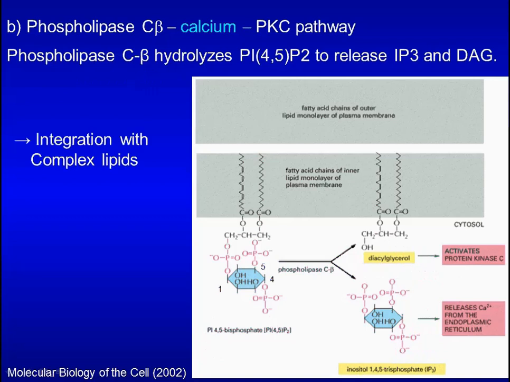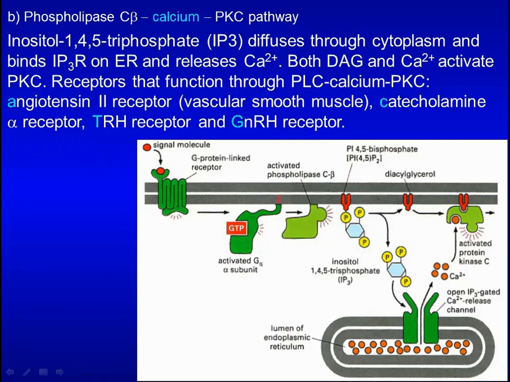Here is integration with complex lipids. PIP2 is a phospholipid, a component of the cell membrane. IP3 diffuses through the cytoplasm and binds the IP3 receptor on the ER. And here is the ER and this is the IP3 receptor. Activation of the IP3 receptor releases calcium from the ER. Both diacylglycerol and calcium activate protein kinase C.